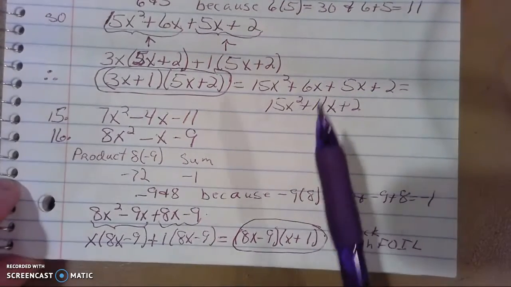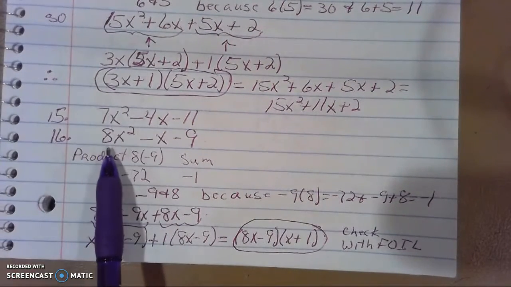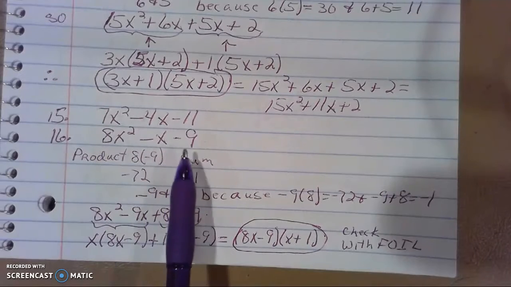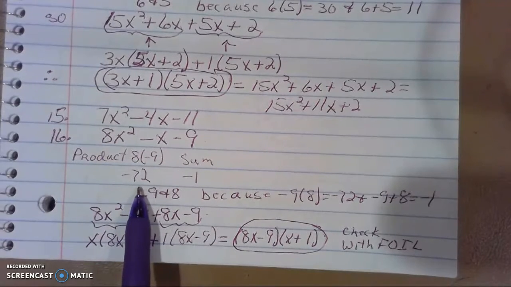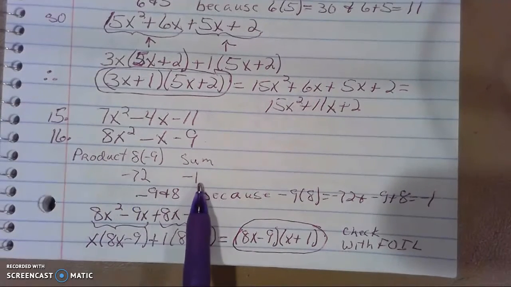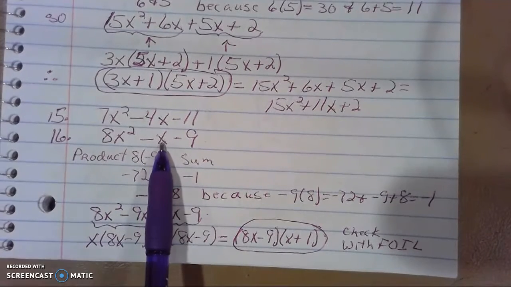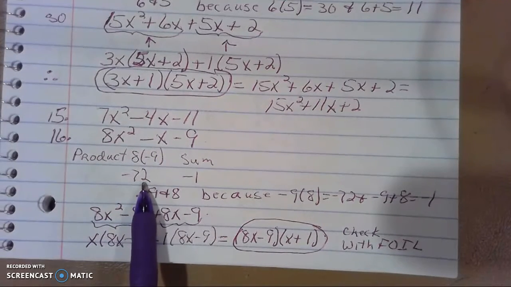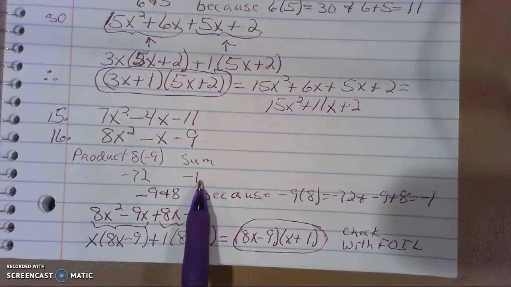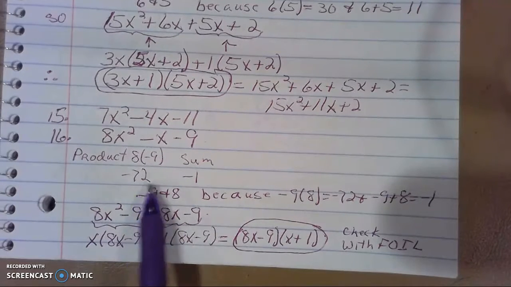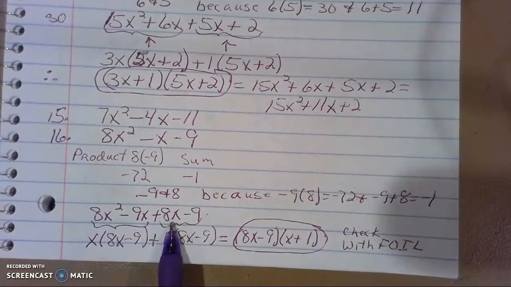Number 15 and 16 doing the same way. First, on number 16, we take 8 times -9 is -72. That's our product. Our sum comes from the middle, -1 in the middle. What two numbers give you -72 and add up to be -1? By multiplying to get -72, adding to get -1. It's -9 and 8. So we change the -1x in the middle to -9x plus 8x. That's still -1x. But now we can factor by grouping.